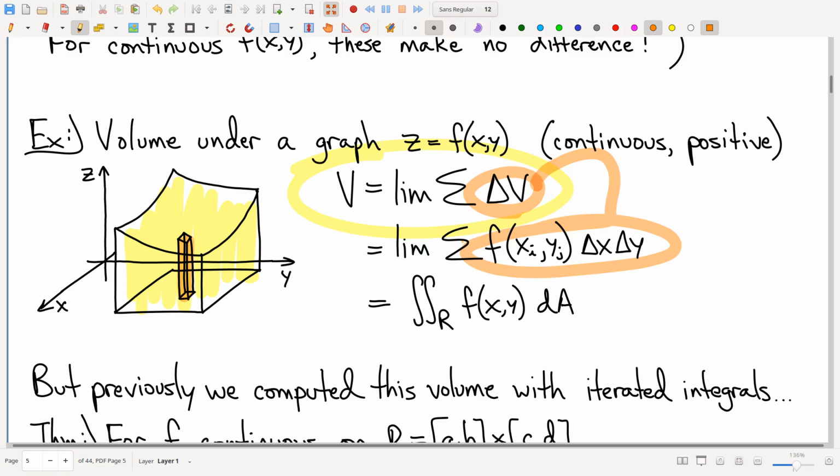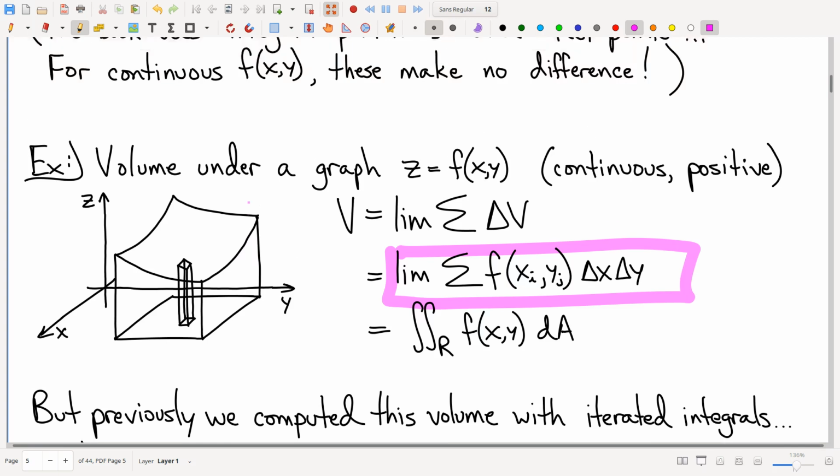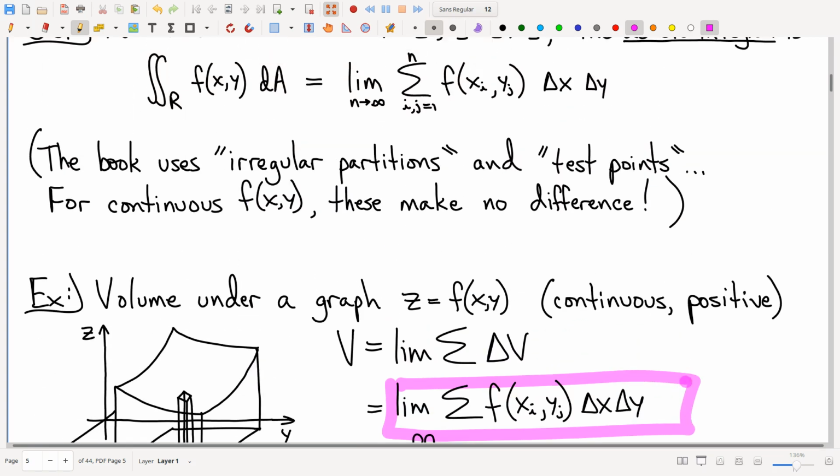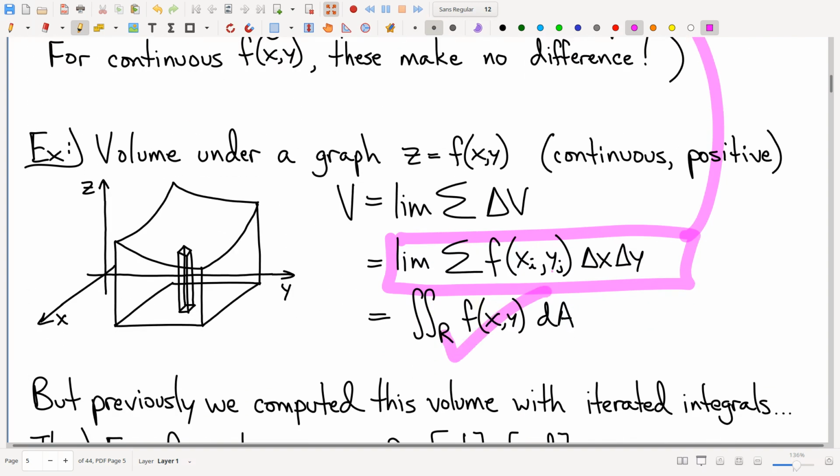All right. So, cool. We have now argued that volume can be computed with this formula. You will notice that this formula is exactly this right here, namely a double integral by definition, and so a double integral will compute this volume. Everybody happy?